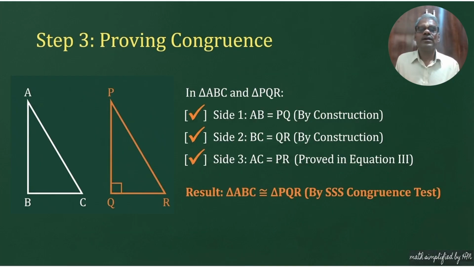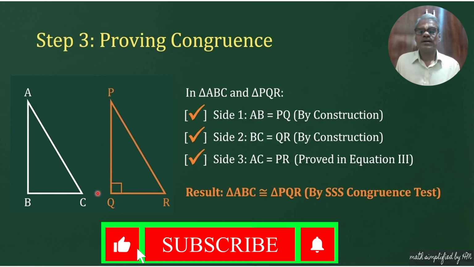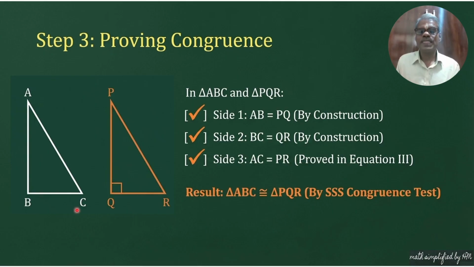Now, we will move to proving the congruence. Now in triangle ABC and in triangle PQR, side AB is equal to side PQ by construction. Also side BC is equal to side QR by construction, and side AC is equal to side PR proved in equation 3. So result is that triangle ABC is congruent to triangle PQR by SSS congruence test.